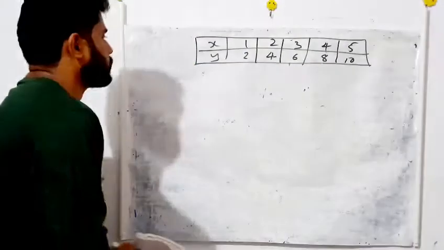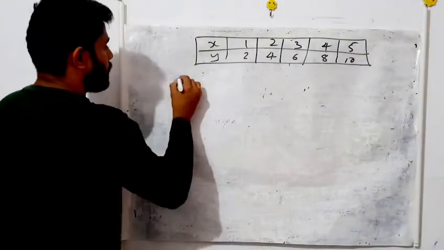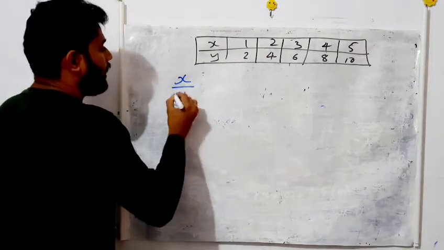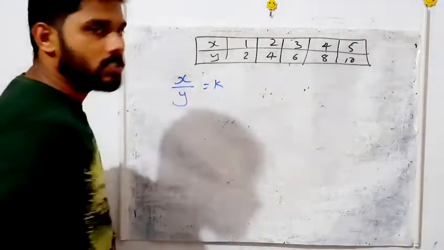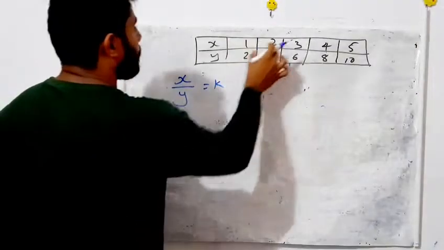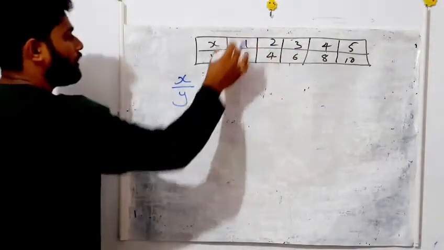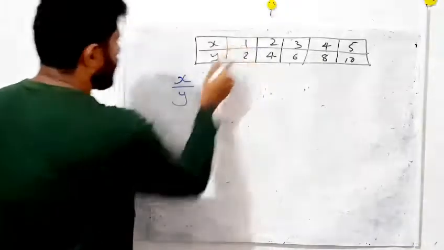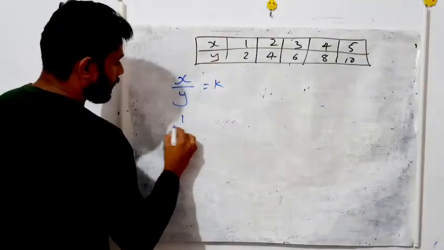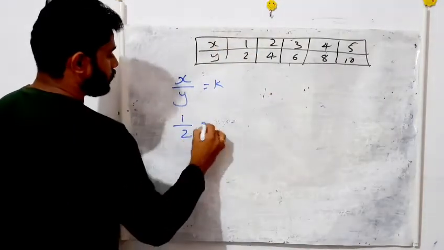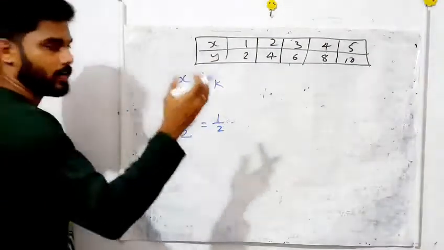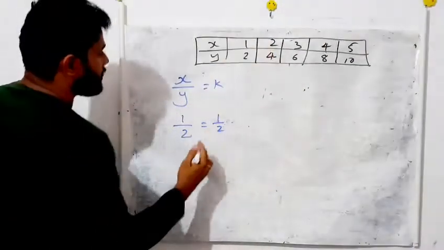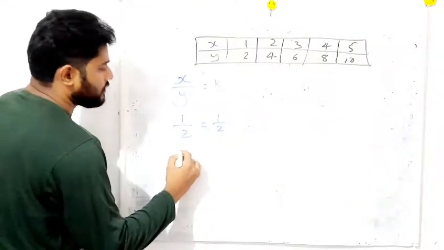That means we can write like that. This is the equation, remember, x by y, x upon y is equal to k. That means k is constant. If they are in proportion, always the answer will be constant. We can check here. Here x is 1 and y is 2. So here also x is 1, y is 2. We can cut these things. So the next one is x is 2.